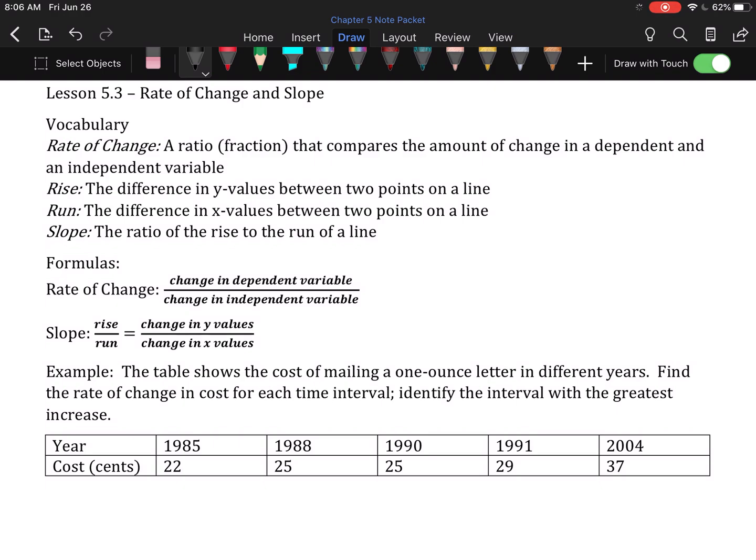We'll also talk about rise and run. Rise is the difference in y values between 2 points on a line, how far up and down you have to go. Run is the difference in x values between 2 points, how far left and right you have to go. Slope is the ratio of rise to run. So we've got a few formulas here. Rate of change is the change in the dependent variable over change in the independent variable. And slope is rise over run, which is change in the y values over the change in the x values.